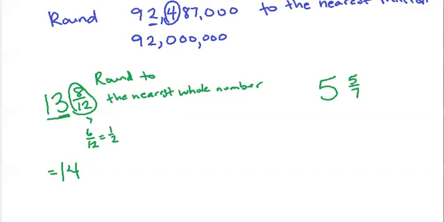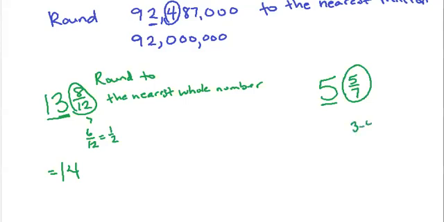What about rounding 5 and 5/7 to the nearest whole number? I know that I'm going to be looking at this fraction. Is it bigger than 1/2? What is half of 7? Well, that's a little bit difficult because it doesn't cut in half evenly, but it's between 3 and 4.